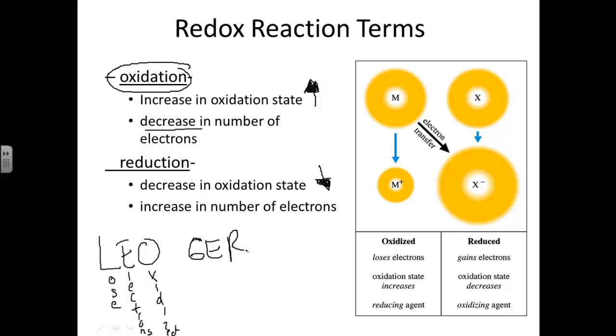And the rest of the way that I remember that is with LEO goes GER, and that is going to be gain electrons. Well, we're running out of space here. Reduction. Okay, and this is just another way. We do not have to be familiar with the terms reducing agent and oxidizing agent, so you can cross those off for right now.